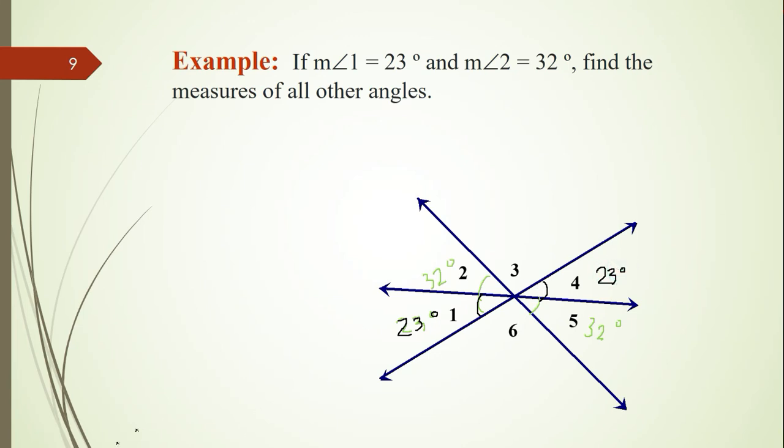Now, how will we find the measure of angle 3 and angle 6? What we do, we apply again the linear pair. From angle 5 covering angle 4 and angle 3, that should form a line that should be equal to 180 degrees. So we will add 23 degrees plus 32 degrees, and this gives us the sum of 55 degrees. And then this angle here is already equal to 55 degrees, angles 4 and 5.